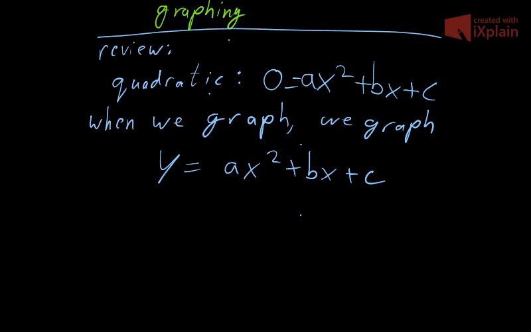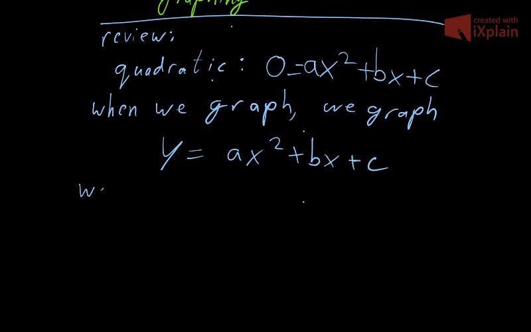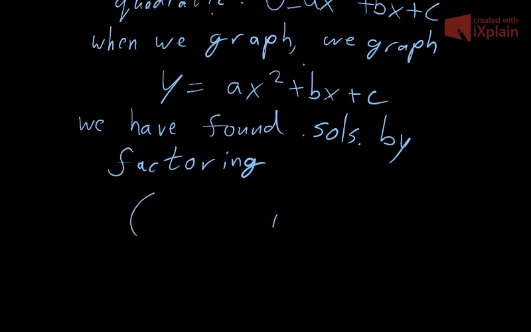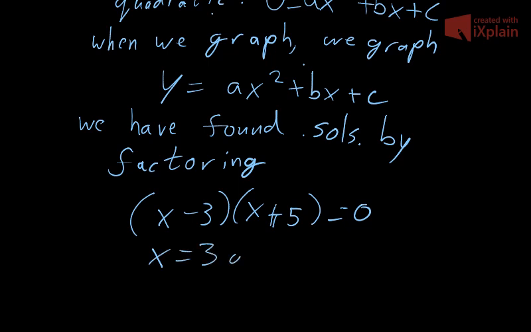One way we can find the solution: we have found solutions by factoring before. Factoring, we end up with, let's say, x minus 3 times x plus 5 equals 0. We know these two things multiplied together equals 0, so one of them would be 0. If x minus 3 equals 0, x would be 3. Or if x plus 5 is 0, x is negative 5. So that's how we would do it by factoring.